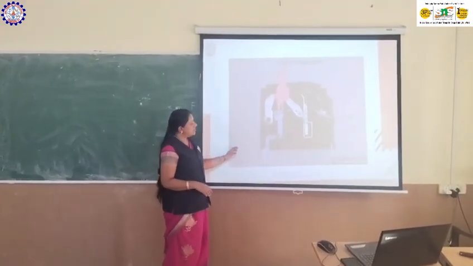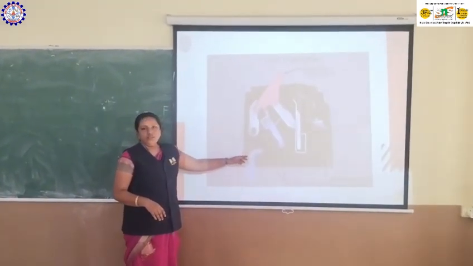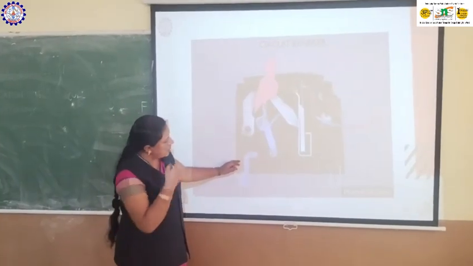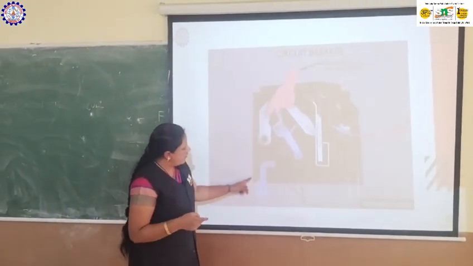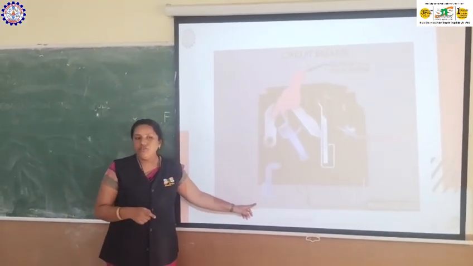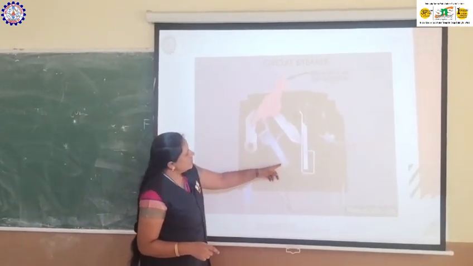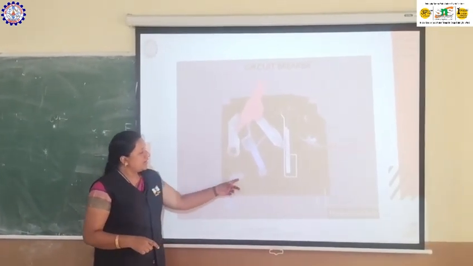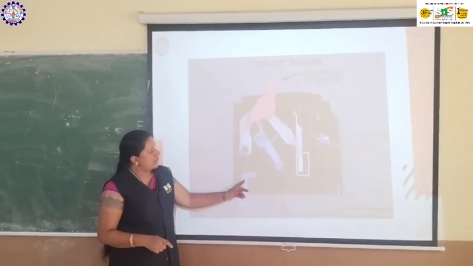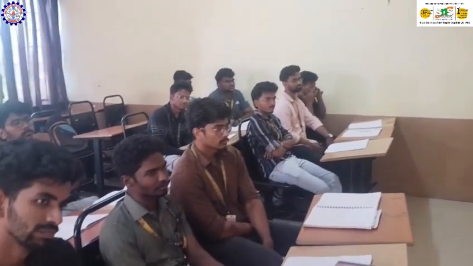What happens here when the coil is tripped? The current flows through this. You can see the current flow direction. When the moving contact touches the fixed contact, current flows. We can see this.